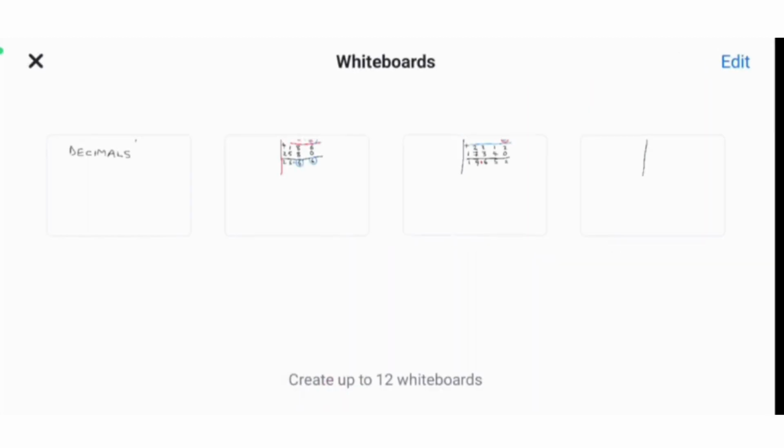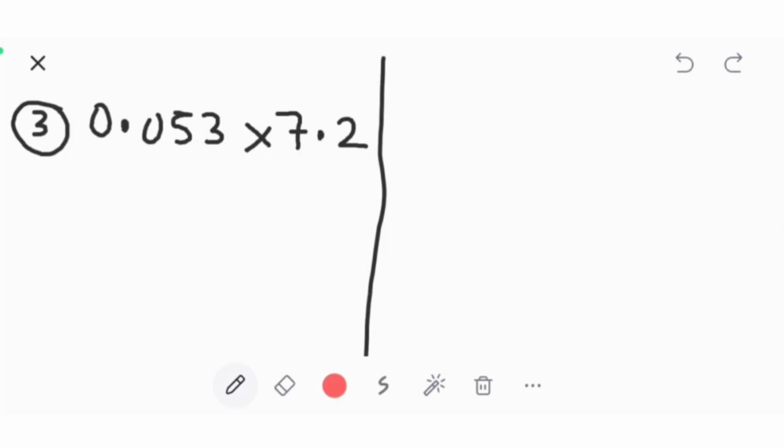Let's look at the last question for today. Here we have 0.053 times 7.2. 0.053 has 4 digits. 7.2 has 2 digits. The number with more digits should be written at the top. So write 0.053 at the top. Then you write 7.2 at the bottom. 7 under 5. Then 2 under 3.